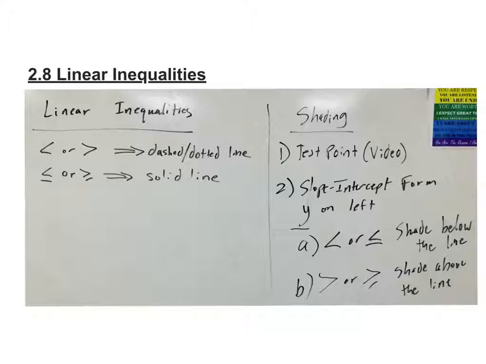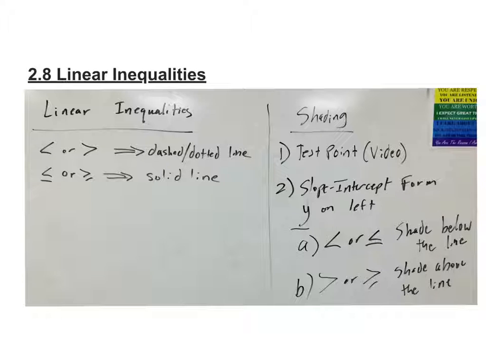Okay. Now, to determine the shading, there's a video that I included in the assignment. This guy goes through and explains how to pick a test point, 0, 0, plug it in, see if it's true. If it's true, you shade that side. If it's false, you shade the other side. However, I think putting it into slope-intercept form will be easier for you to graph, one, and two is easier to do your shading. And so I'm going to go through a problem, taking an inequality and putting it into slope-intercept form, and then shading that way. And I recommend to you that you follow this procedure.